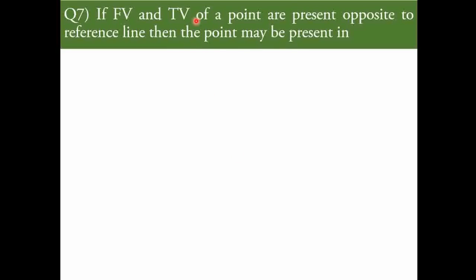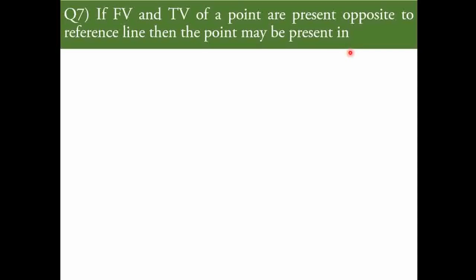If front view and top view of a point are present opposite to the reference line. In the previous question, they mentioned the upper side of the reference line. Now here it is mentioned opposite to the reference line, means either the front view will be above or the top view will be above, but the second view is below the XY line. Either the front view is above the XY line and the top view below it. If such a condition is there, then the point may be present in either one quadrant or two quadrants.